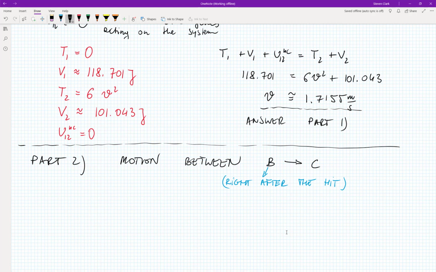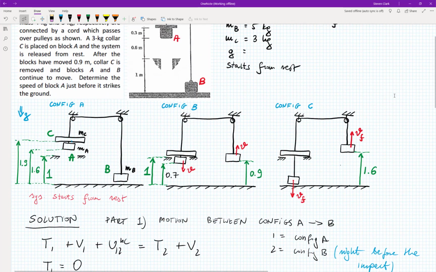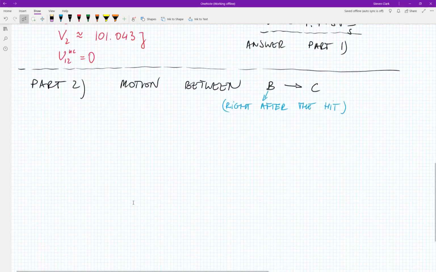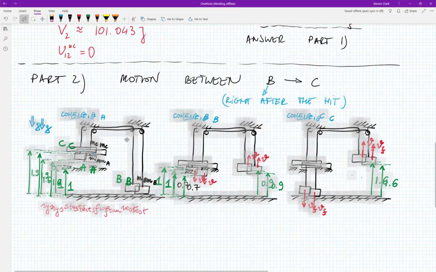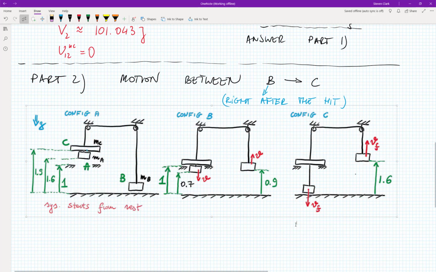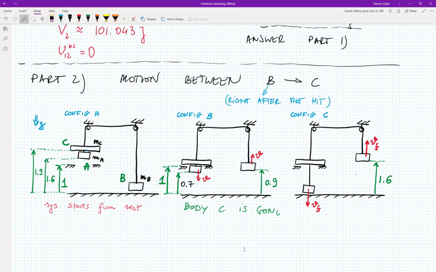So let's write down our expression. Actually, you know what? I want to copy that drawing. It will help me run that discussion much smoother, and I will not have to scroll up and down the board all the time. Okay, so we have our drawing here. Since we are right after the hit, that means that our body C is gone. Body C is gone. It stays here for the entire motion.